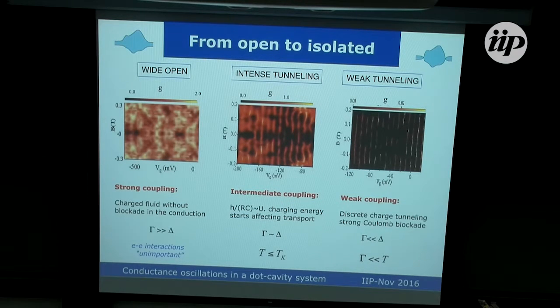Okay? What happens here is that you can think of the system almost like a fluid, like the electrons flowing, and there is nothing to prevent charge from going inside or outside of your system.